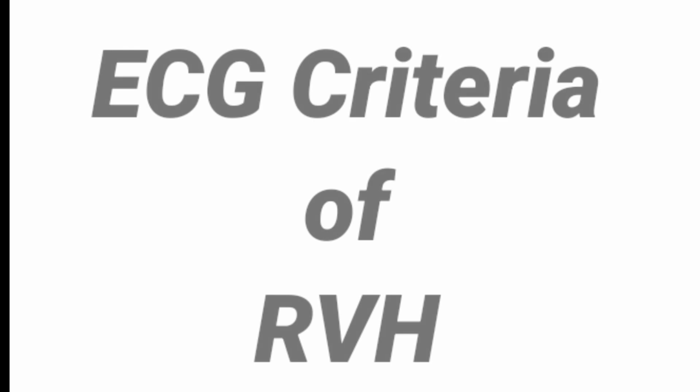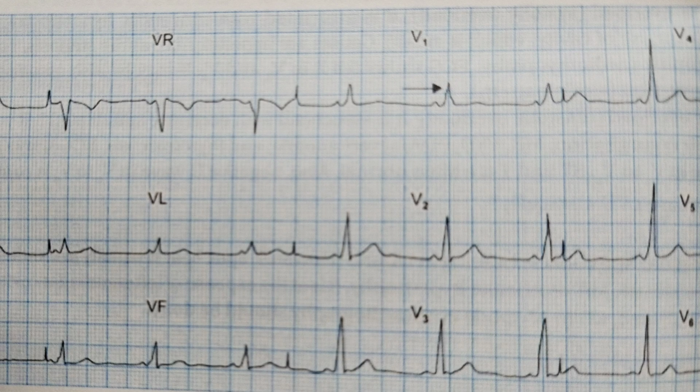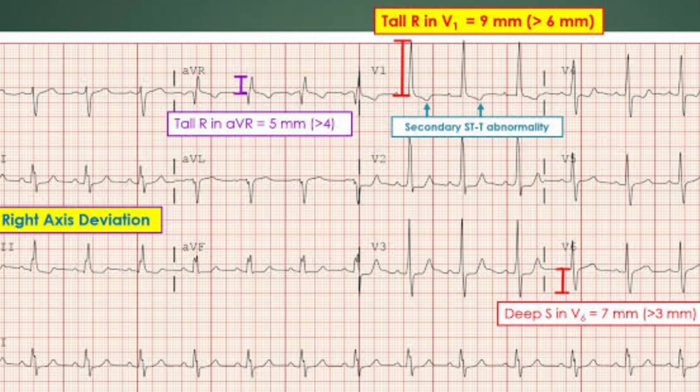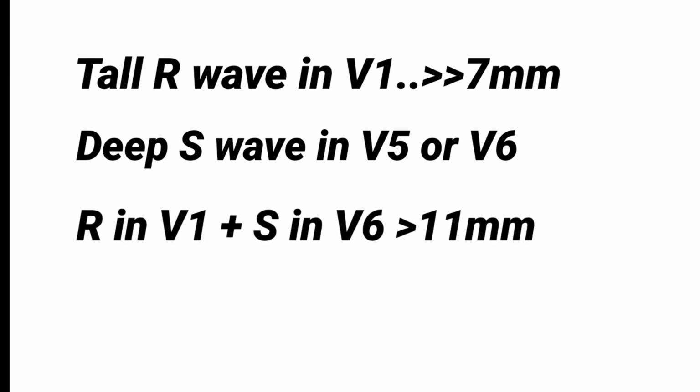Now coming to the ECG criteria of right ventricular hypertrophy. The criteria commonly used are, number one, a tall R wave in V1, which should be greater than 7 mm, meaning greater than 7 small boxes. Also there will be a deep S wave in V5 or V6. Other criteria include an R to S ratio in V1 greater than 1, meaning R is greater than S in V1, and R in V1 plus S in V5 or V6 greater than 11 mm, meaning greater than 11 small boxes.